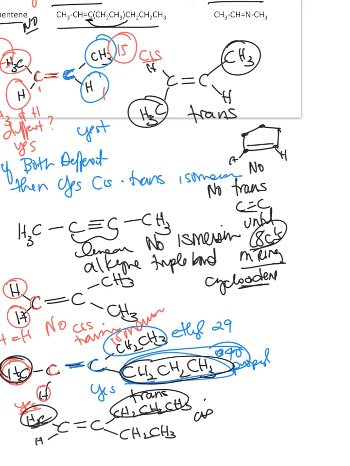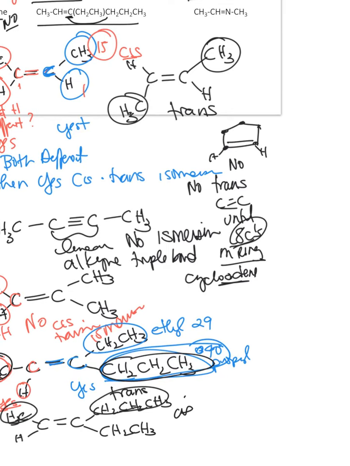Okay, and then our next compound here, CH3, CH, double bond nitrogen, CH3, and then we have the double bond here. So this is kind of a tricky one.